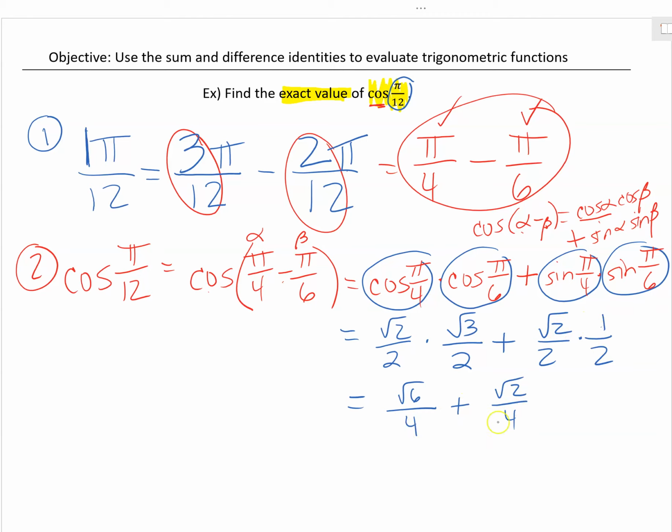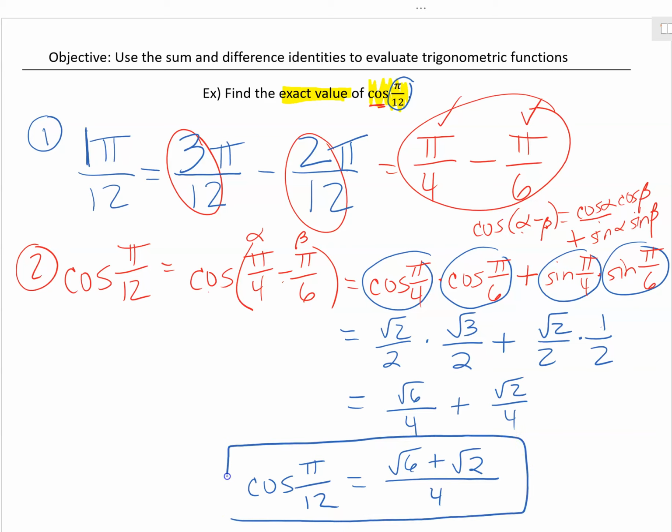So I have a common denominator. So my final answer is going to be all over that common denominator of 4, and the square root of 6 plus the square root of 2 becomes my numerator because they are unlike radicals, so they cannot be combined. So my final answer is that this is my exact value of the cosine of pi 12ths radians, like so.